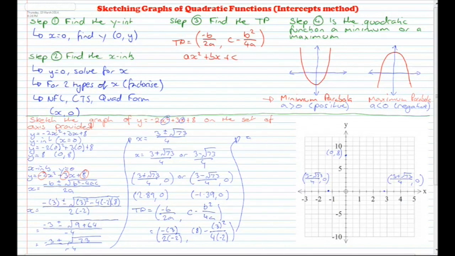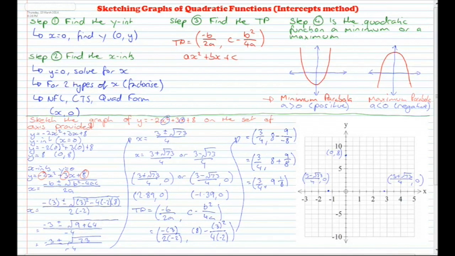Just bring it up here now. So therefore this is equal to negative 3 over negative 4, which of course is equal to 3 on 4, because 2 times negative 2 is negative 4, so the negatives cancel out. That gets us 3 on 4, comma, 8 minus 9 over negative 8. This simplifies to 3 on 4, comma, 8 plus 9 on 8, which of course is 3 on 4, comma, 9 and 1/8, because when you add 8 plus 1 and 1/8, you get 9 and 1/8.